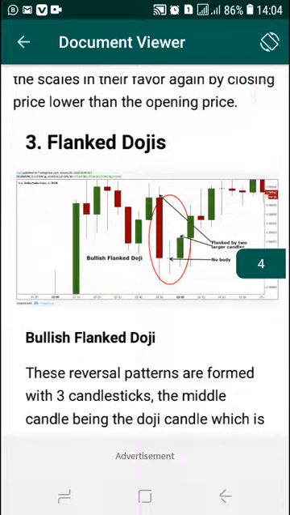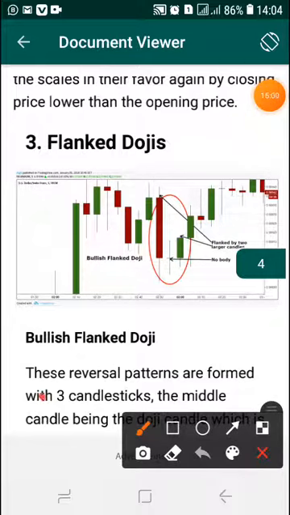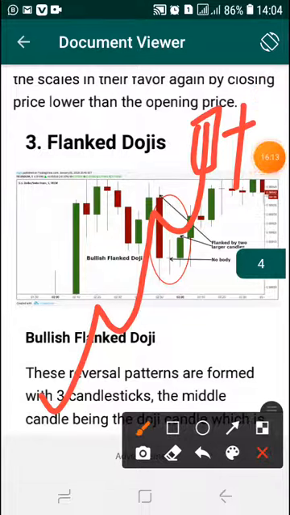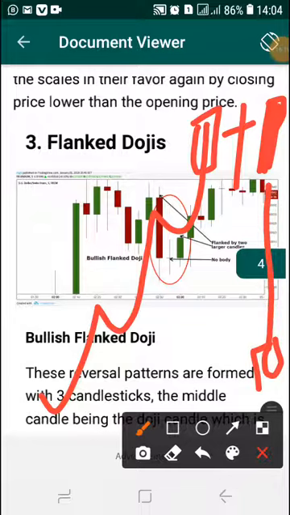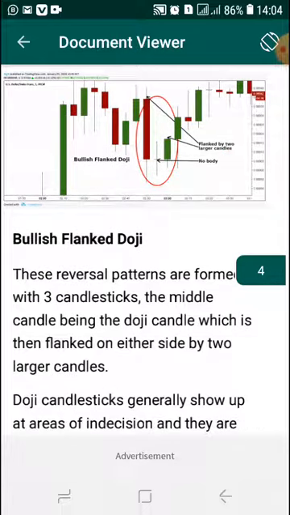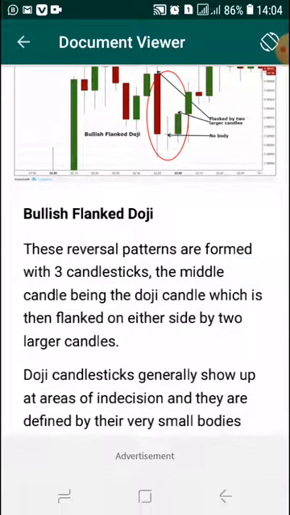Another one: if the market is going up and this one becomes bullish, then a doji appears, and this one becomes bearish, we have a strong chance of the market going down. This is another powerful pattern that you can use. We have evening star, morning star, three little soldiers. There are many candlesticks that you can use.